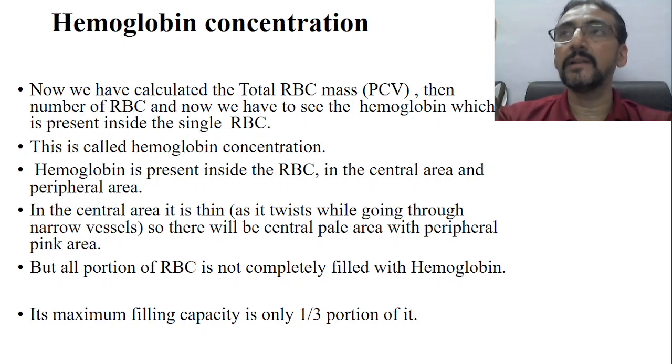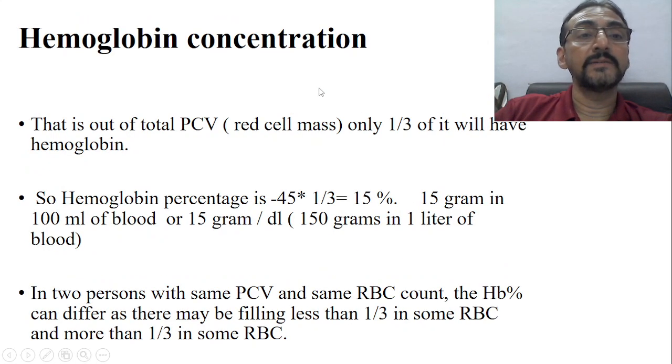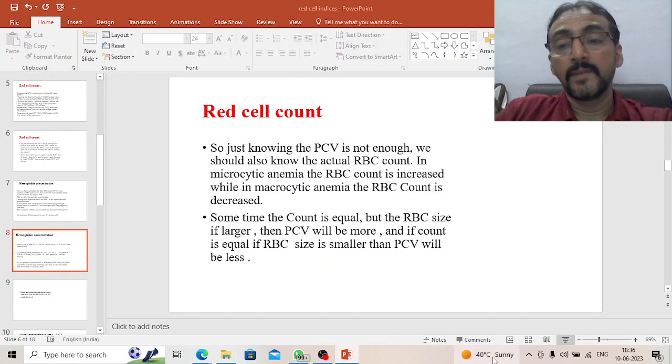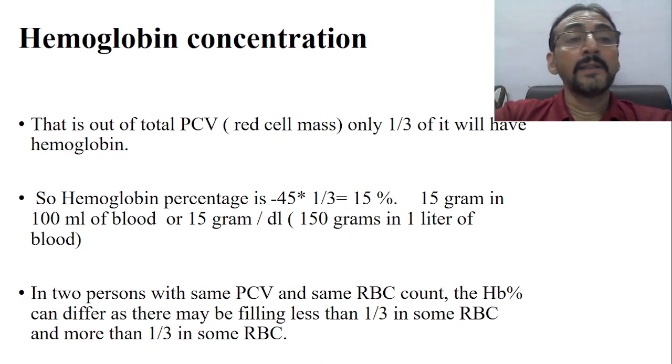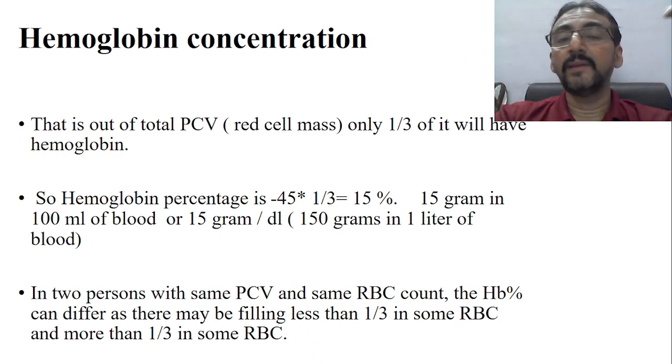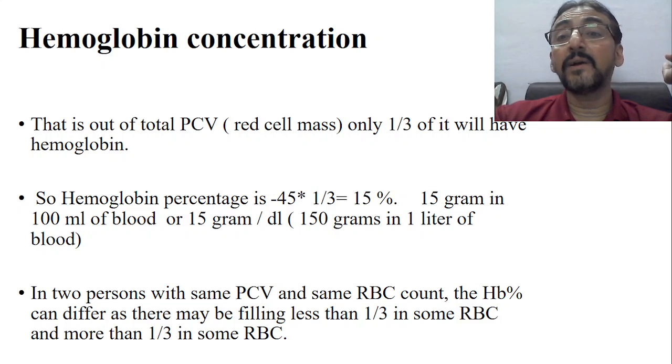So now things are very clear. In the single RBC, only 1/3 portion of the space of the RBC is occupied by the hemoglobin. The rest of the portion is free. Okay. Now look into the next part. Now, that is the total PCV, the red cell mass we got. Out of the total PCV, only 1/3 of it will have the hemoglobin, isn't it? So I have got the PCV.